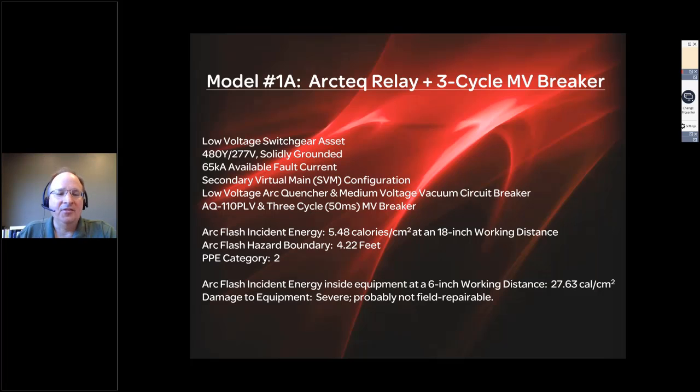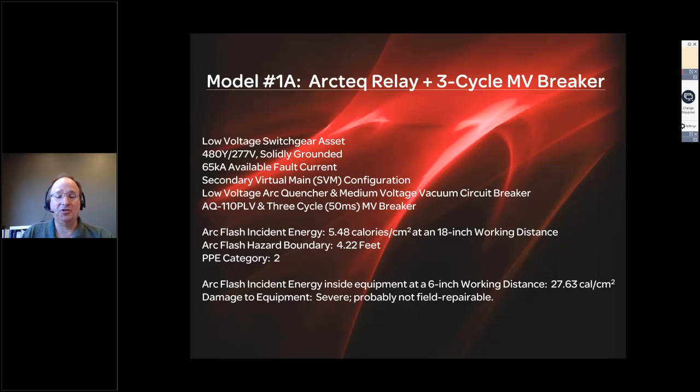And in this case, the model showed that the label on the gear at the IEEE 1584 working distance, this is a low voltage switchgear, okay, was 5.48 calories per centimeter squared, had an arc flash hazard boundary a little over 4 feet, classically would have been referred to as PPE category 2, although NFPA 70E no longer allows incident energy and PPE category to be printed on the same label.